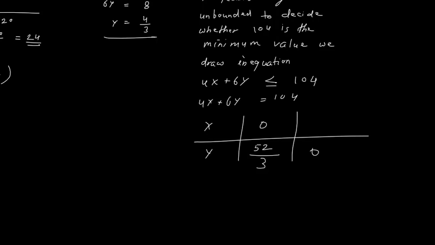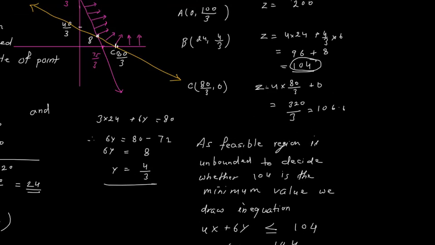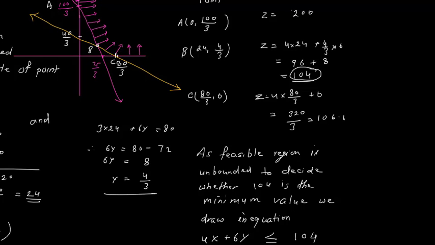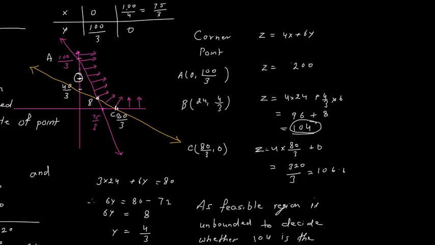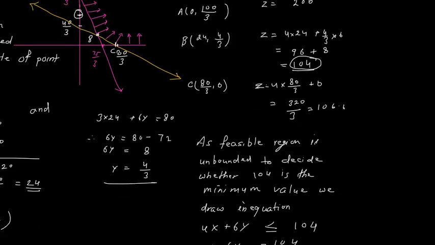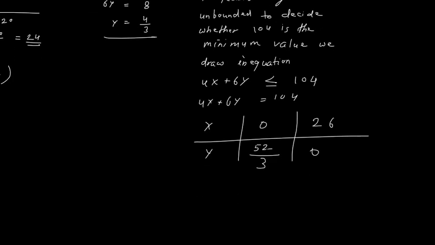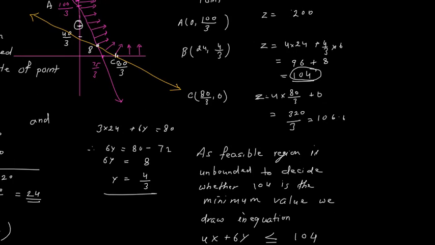So 4 2s are 8 and 4 6s are 24. So 26. So 52 upon 3, I will get a point somewhere here. This point is 52 upon 3 and 26 upon 0. So 26 comma 0. So 26 comma 0, if I convert in terms of divide by 3, it will be 78 upon 3. So 78 upon 3, I will get a point somewhere here.